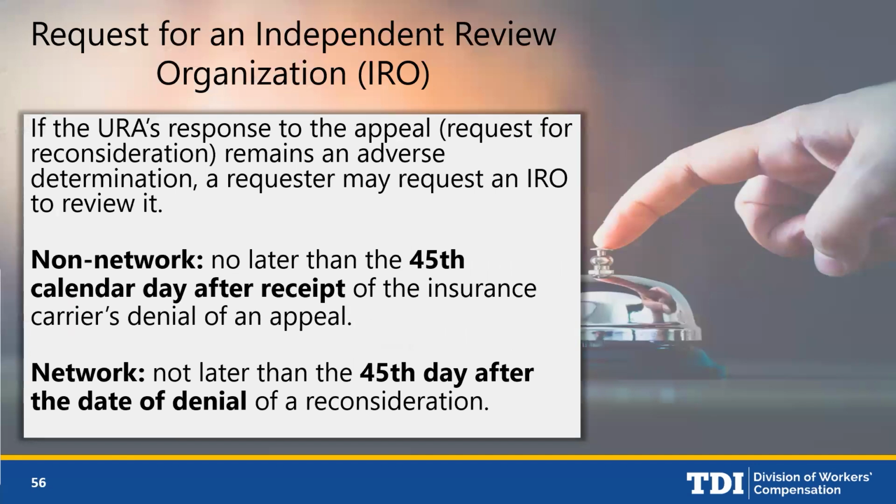If their response to that appeal is another adverse determination, so now you've got two adverse determinations, you can request an independent review organization. That's a separate company that's not contracted with the carrier, doesn't have anything to do with the utilization review agent that just denied you twice. You can ask for an IRO to look at it.